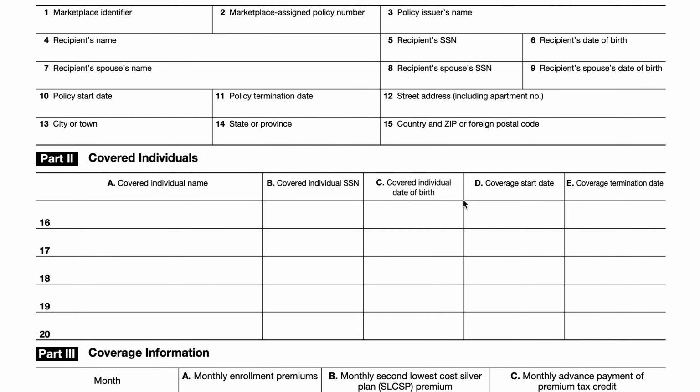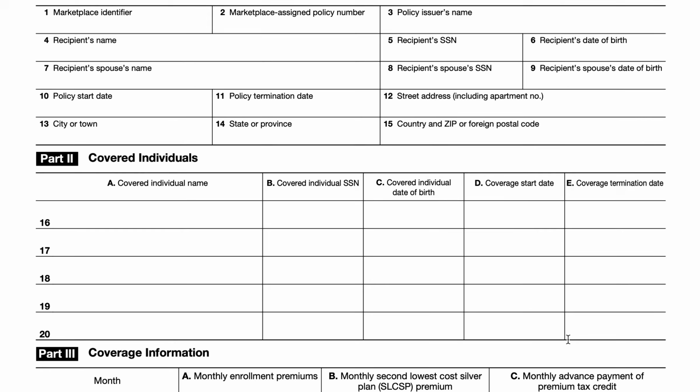In Part 2, the insurance company will name all of the individuals that were covered under the policy, their social security number, their date of birth, their start date, and their termination date. So the covered individual's name will appear here on the left-hand side, followed by the social security number, date of birth, the coverage start date, so the date that you began coverage, and then the termination date.